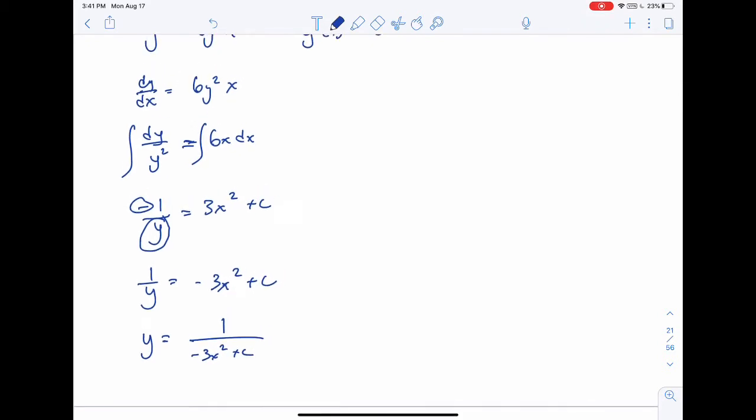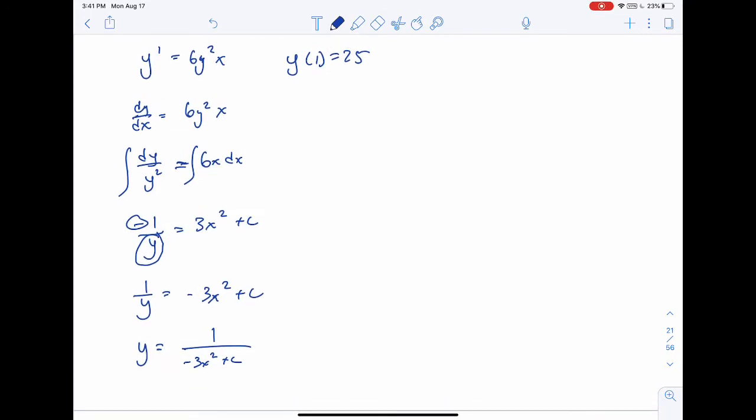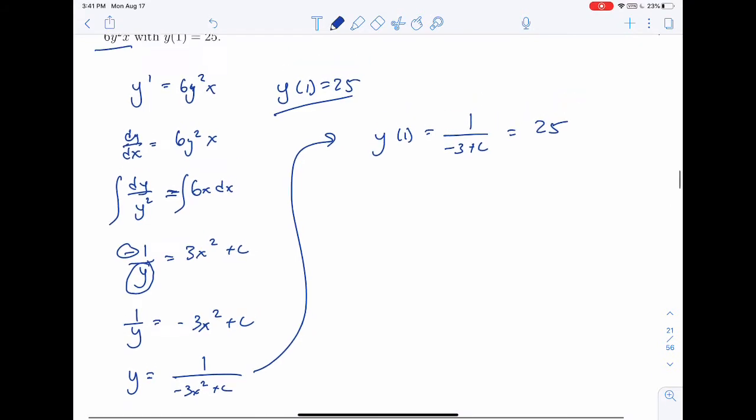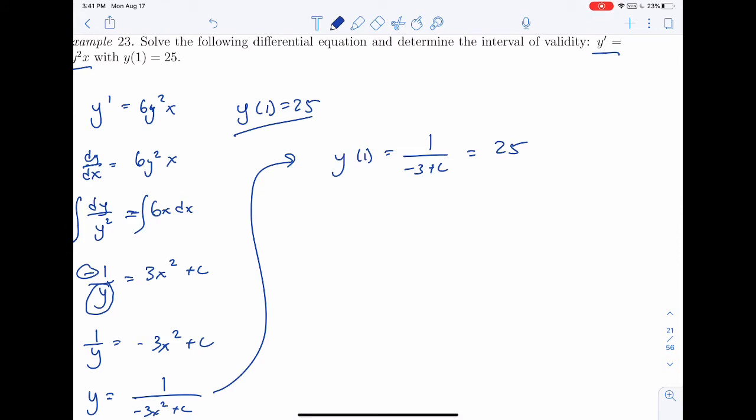Now I think actually it was easiest to plug in and find the initial condition way back in the beginning rather than right here, but whatever. So I have y of 1 is equal to 1 over negative 3 plus c, and that's equal to 25. A little trick one of my teachers taught me a long time ago was that 6 over 3 is equal to 2, and so you take those two things and flip them. So 6 over 2 equals 3. It's called a fact family.